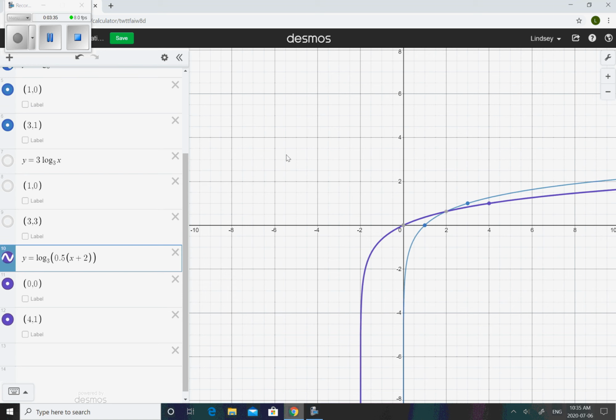And hopefully the important thing that's different with this one is that not only has it been stretched horizontally by a factor of 2, but that vertical asymptote at x equals 0 is now at x equals -2 because everything on that graph has been shifted 2 units to the left.